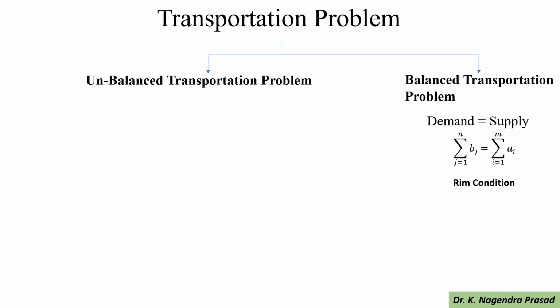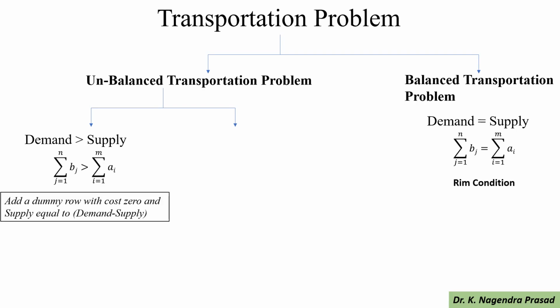Next, we have to look at the unbalanced transportation problem. In general, an unbalanced transportation problem arises when demand is greater than supply or demand is less than supply. First, let us look at demand greater than supply. The total demand, that is the summation of j equals 1 to n of Bj, is greater than the total supply, that is the summation of i equals 1 to m of Ai. In this condition we have to add a dummy row with cost 0 and supply equal to demand minus supply.